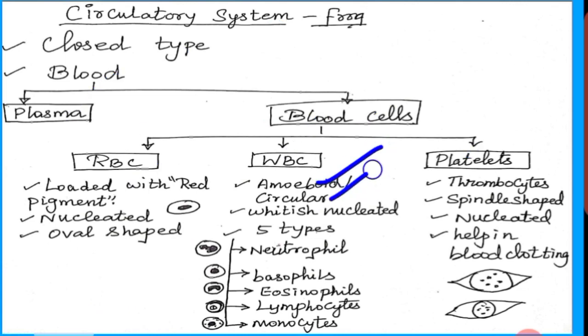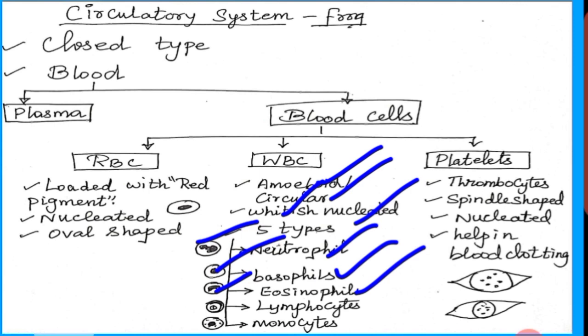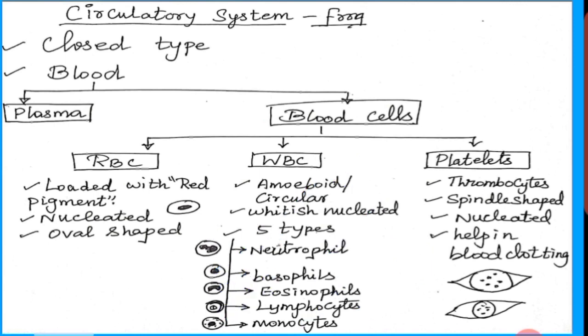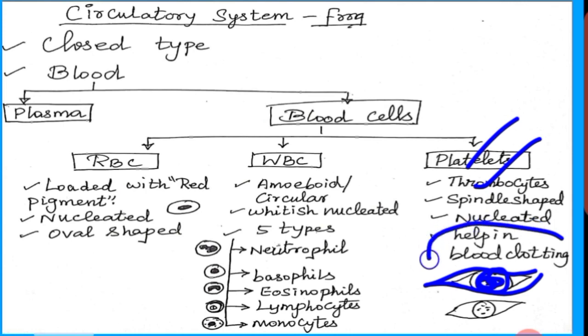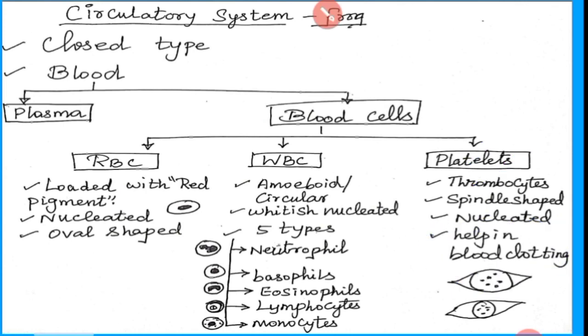WBC, amoeboid or circular in shape, whitish in color. It is also nucleated. There are 5 types of WBC. They are neutrophil, basophil, eosinophil, lymphocytes and monocytes. Platelets, otherwise named as thrombocytes, are spindle shaped. They are also nucleated. What is the use of platelets? It plays a vital role in blood clotting.